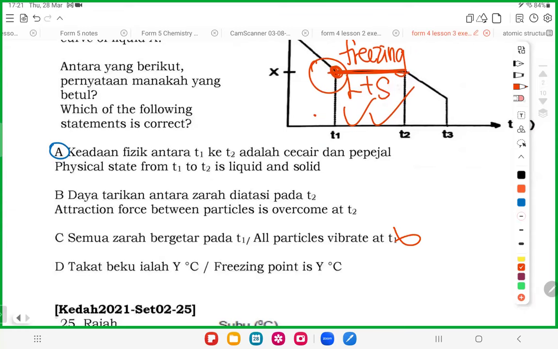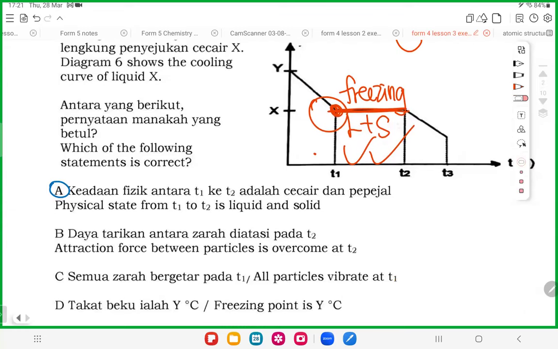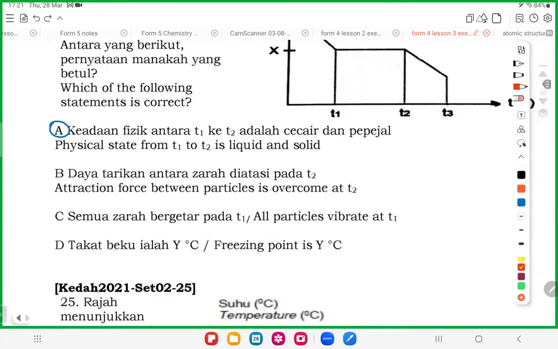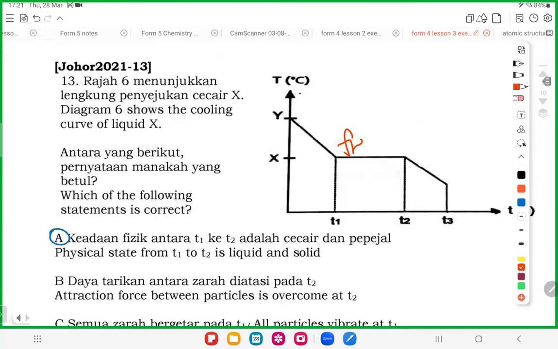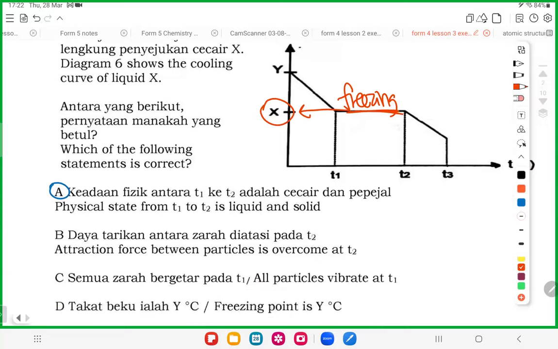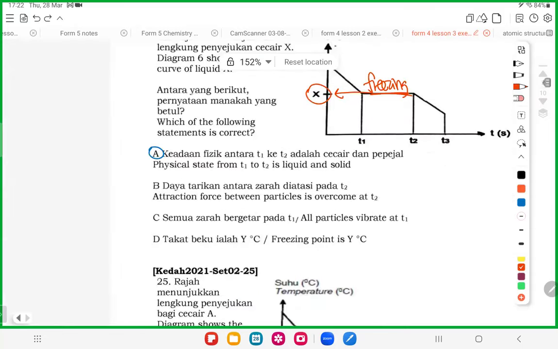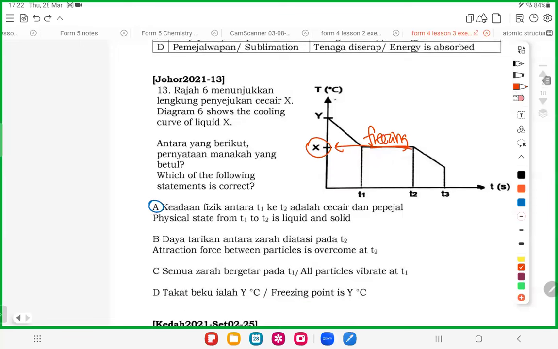Then answer D says what? The freezing point is Y degrees Celsius. No, freezing happened at this line. What is the temperature here, everyone? Come to here, X. The temperature should be X, not Y. Okay, guys, let me know in the chat box, are you okay with why the answer is A, and more importantly, why B, C, D are wrong? Are you okay with this question?